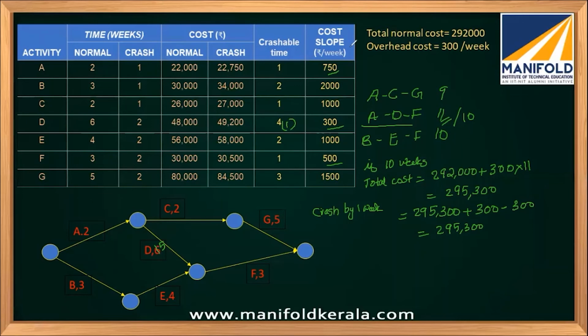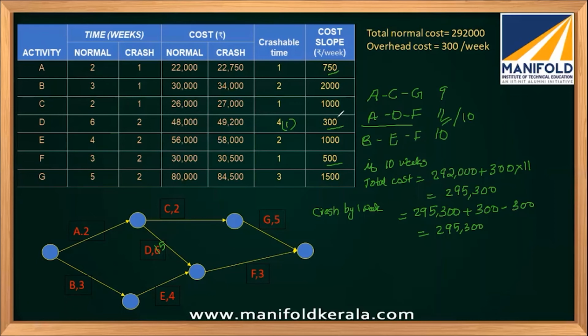Now we have to see the cost slope again. How can we do this? We have to reduce at least 1 week from each. For ADF, A is 750, D is 300, and F is 500. So the least one is D with 300, so I can reduce D. Then for BEF, B is 2000, E is 500, and F is 500. So the possible way is to reduce F, right? F is a common activity in both these paths, so I can reduce only 1 activity and incur this 500. But I can also do that.